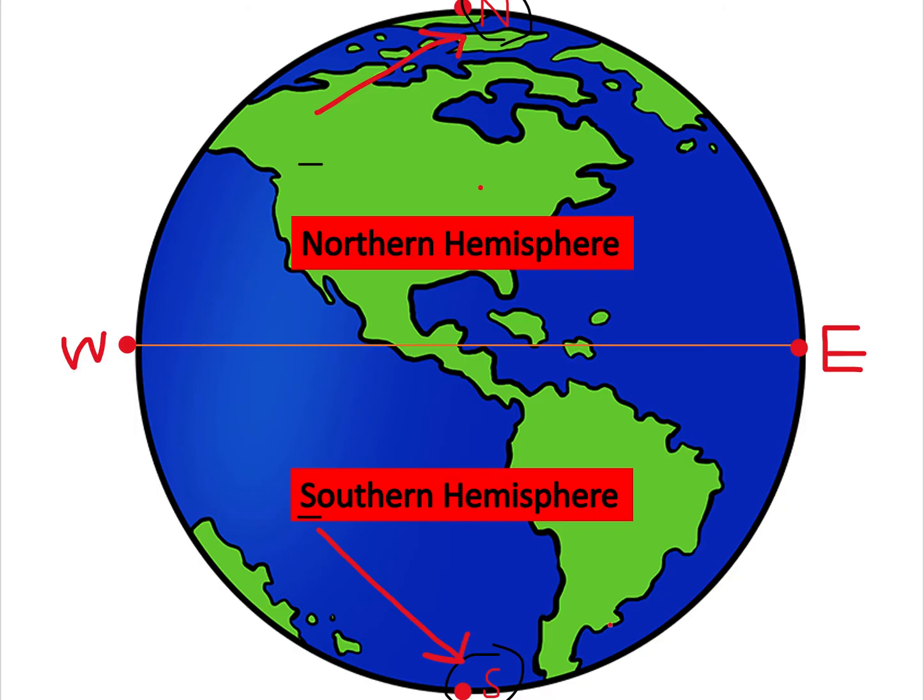If you've ever been to South America, then you are in the southern hemisphere. So if you've ever been to Brazil or Argentina, all of those are in the southern hemisphere because they are on the southern part of the Earth. So remember, the four sides of the Earth are north, east, south, west. Never eat soggy waffles. And then we have the line that divides the northern hemisphere and the southern hemisphere.